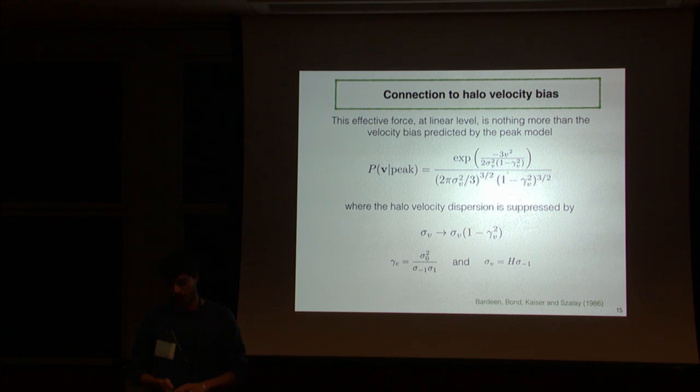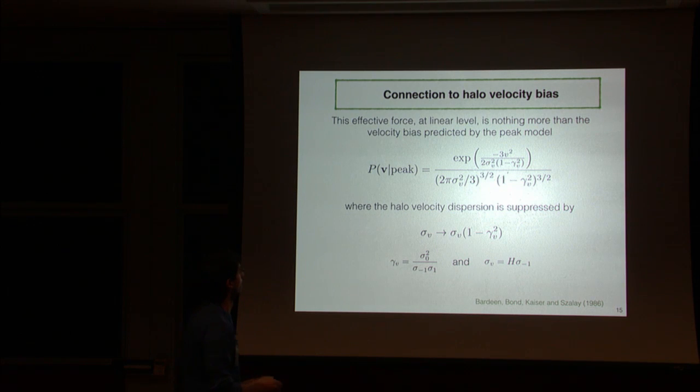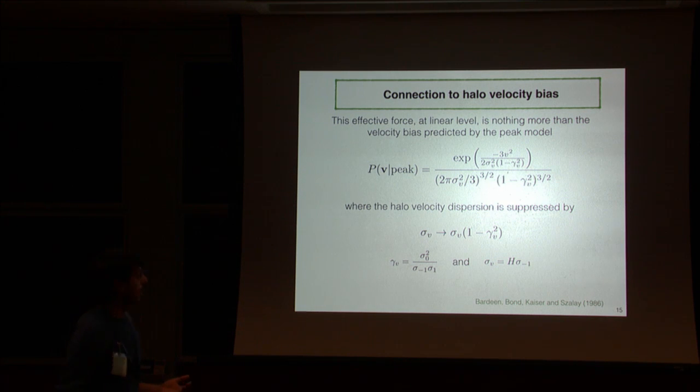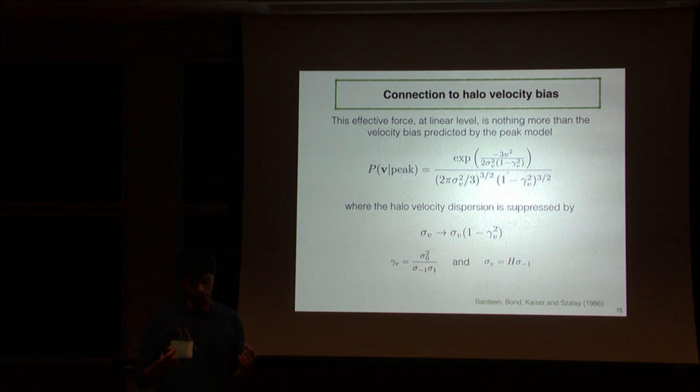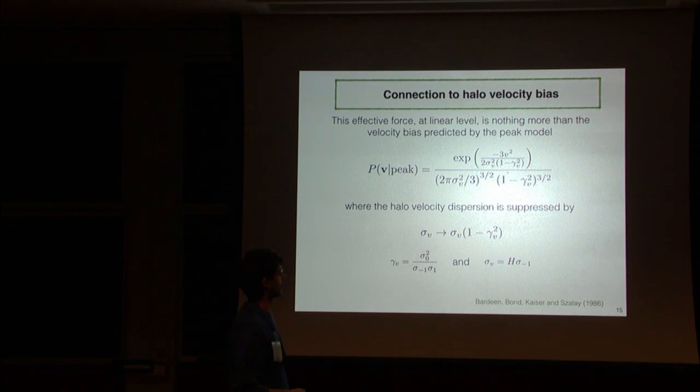So everything I said up to here is nothing really new. Actually, we discovered hot water, as we would say, in the sense that this effect is what Ravi was talking about, and was found 30 years ago, because at linear level the effective force is nothing more than the velocity. So when we look at velocities on the peak, we have a conditional probability, and the halo velocity dispersion is suppressed by some factor, which turns out magically to be the same that we find here when you change the things that you have to change.